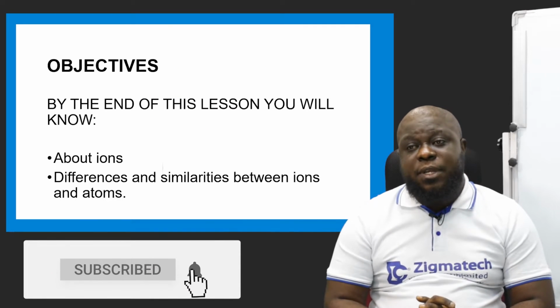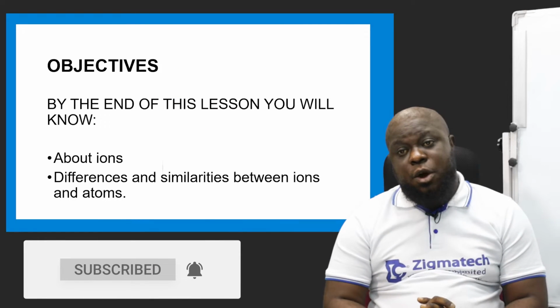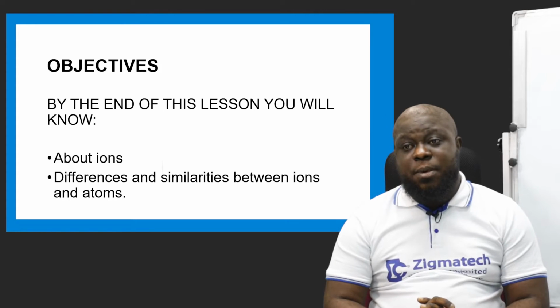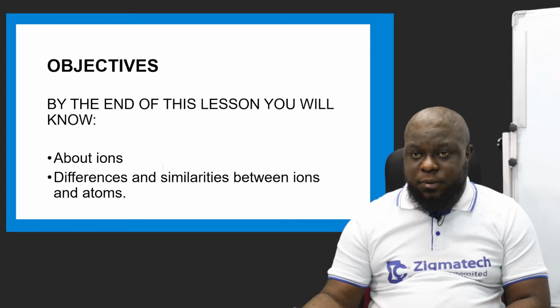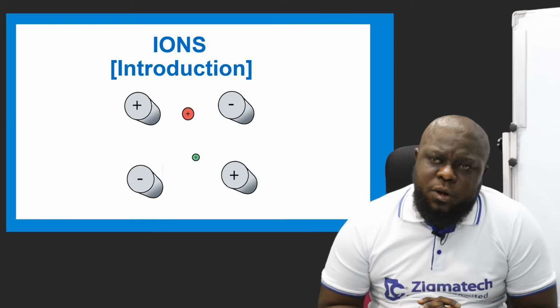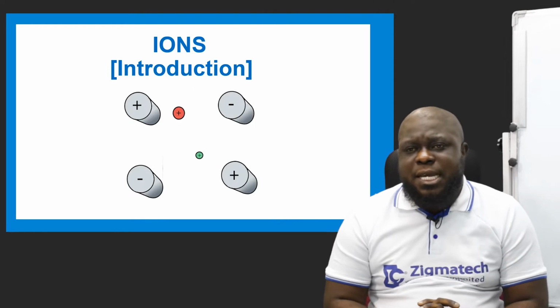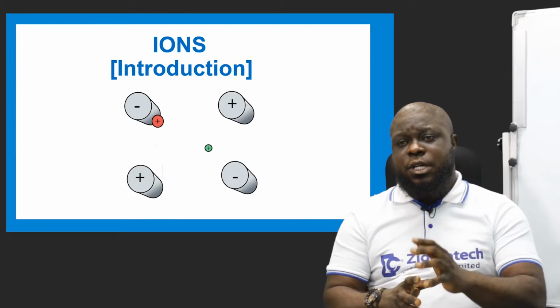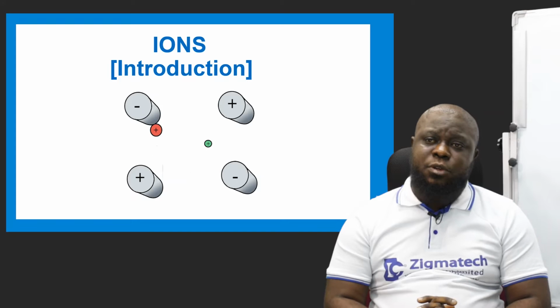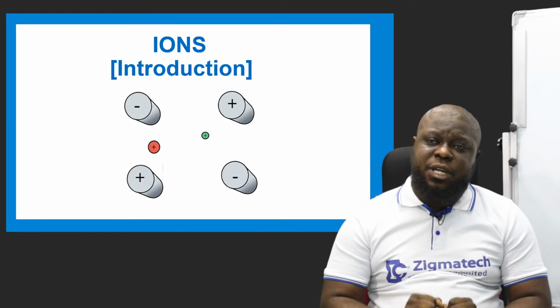Now, by the end of this lesson, you will know about ions, differences and similarities between ions and atoms. Now, first of all, as you can see on your screen, the charges are going around. The charges are going around hitting themselves in order to bring forth an electric charge.